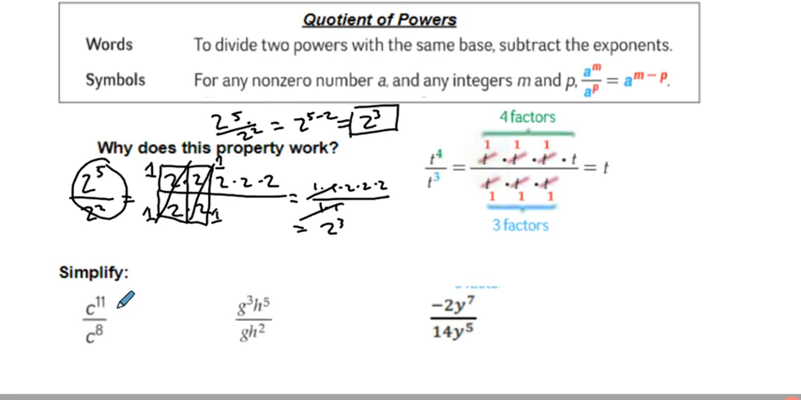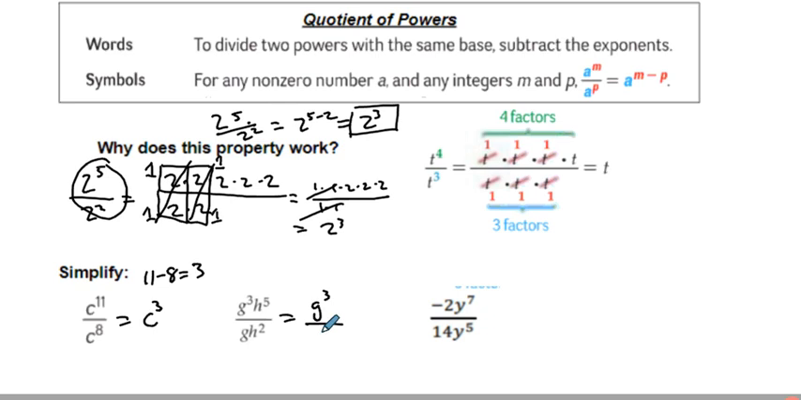And so if you have 8 pairs that you can get rid of, that means everything's going to be gone on the bottom and you're going to have 3 left on top, which again is the same as 11 minus 8. So C to the 11th over C to the 8th is C to the 3rd power, because 11 minus 8 is 3.